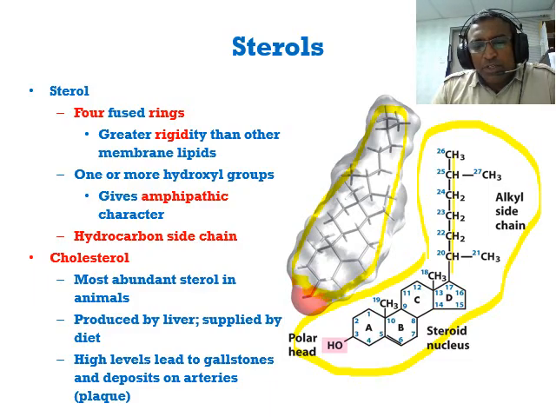But this section here, which is represented by the OH hydroxyl group, makes it water-liking. Therefore, it's amphipathic because of that OH. And then, as also mentioned here, it is the most abundant sterol in animals. It can be produced by the liver. Also, you can get it from the diet. Food that is rich in fat seems to also bring in cholesterol.